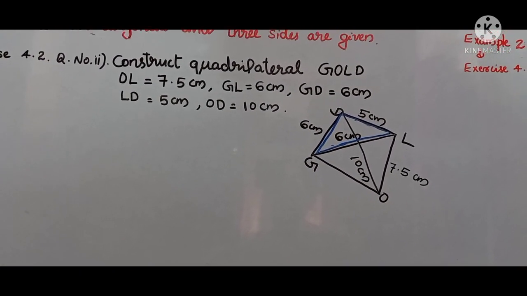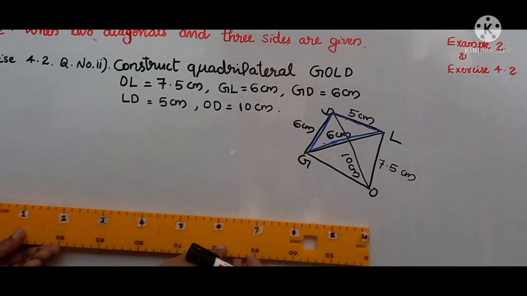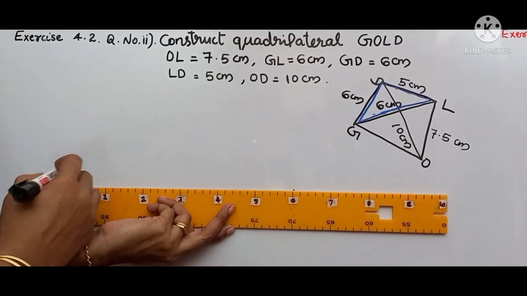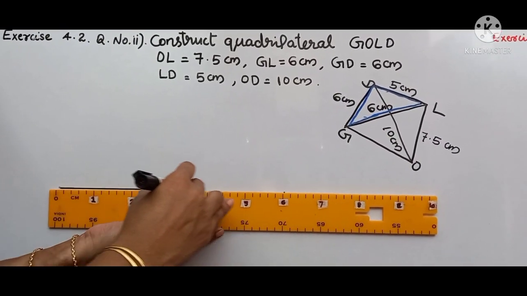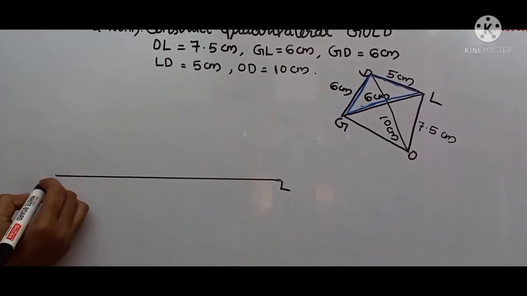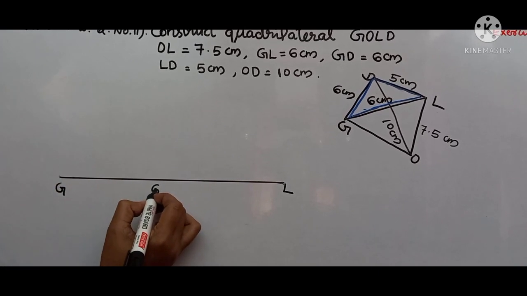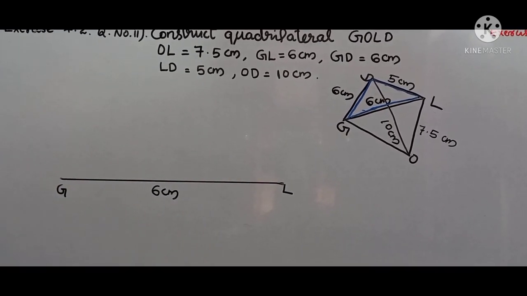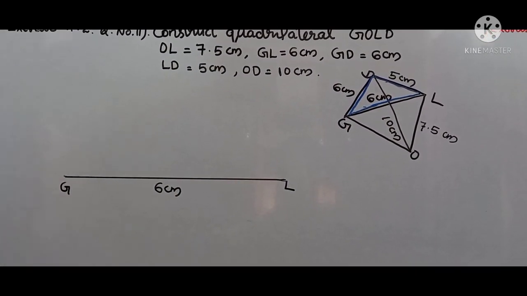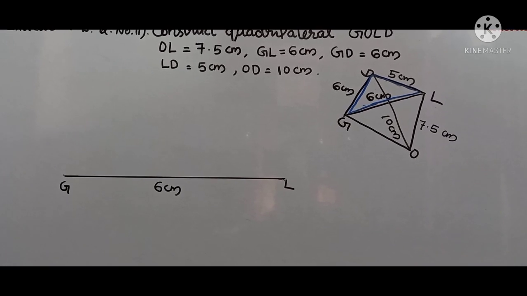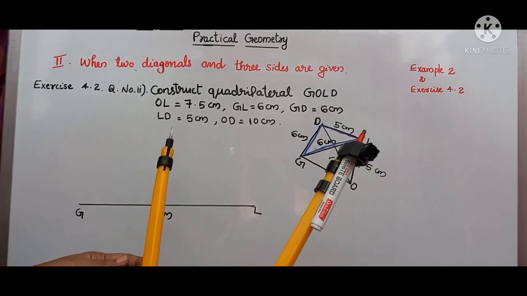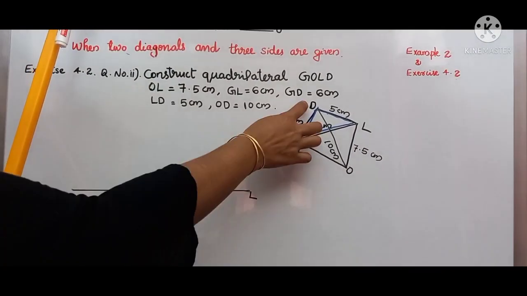For that, take your ruler and draw GL, the diagonal GL with a 6 centimeter. Here it is 6 centimeter. And next we have to find the point D. From G it is 6 centimeter away. So we have to adjust our compass width 6 centimeter. Now I have taken that compass width 6 centimeter. So from G, D is 6 centimeter away.